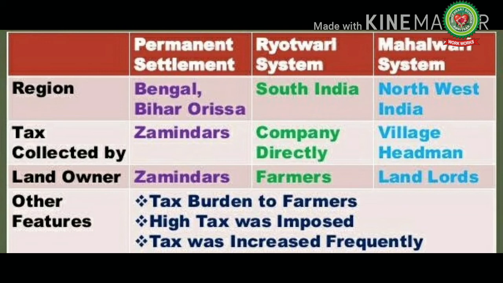In the permanent settlement, the zamindars were the landowners, and in the Rayotwari system, the farmers were the landowners, whereas in the Mahalwari system, the landlords were the landowners. And the other features of these revenue collection systems were tax burden to farmers: high tax was imposed, and the tax was increased frequently.